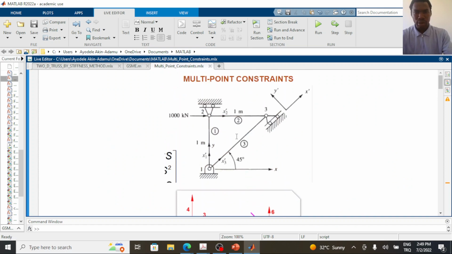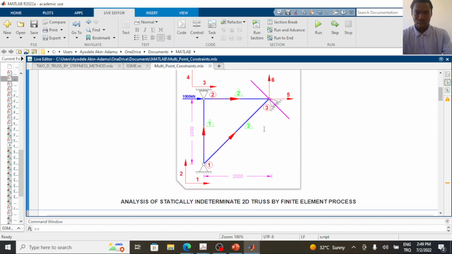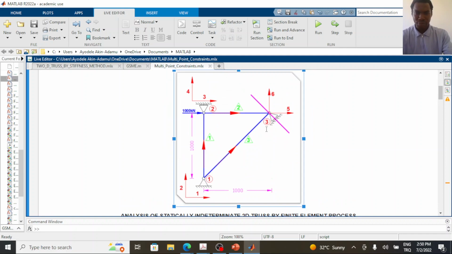So now we're in the MATLAB working environment. We're using the multipoint constraint to modify the degree of freedom at the roller support node. So this is the question, and this is our finite element model defined. We see these are the elements: it has 3 elements, element 1, 2, 3, and 6 degrees of freedom.